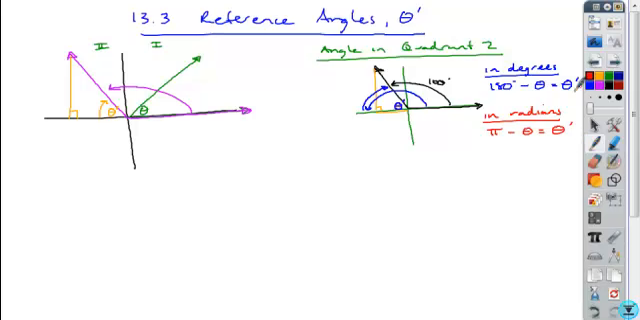Okay. So let's try an example of each of these in quadrant 2. See if you can find the reference angle for 120 degrees. Okay, and then we'll also look at 5 pi over 7.